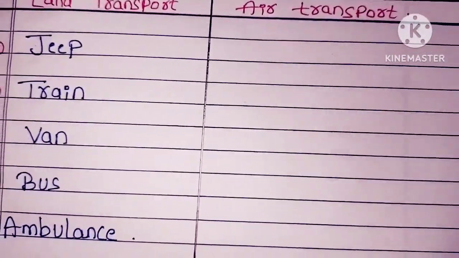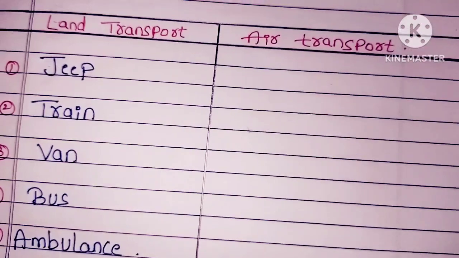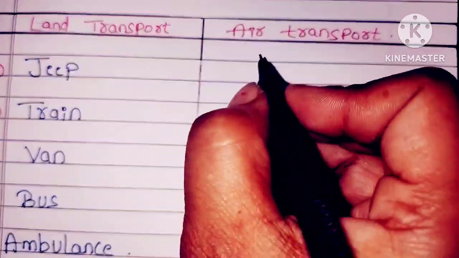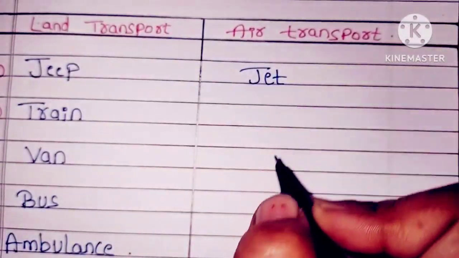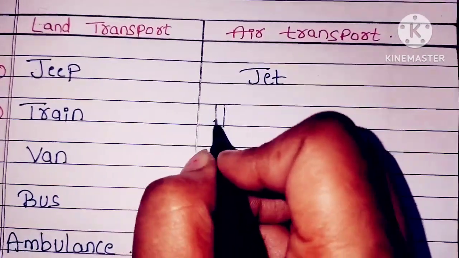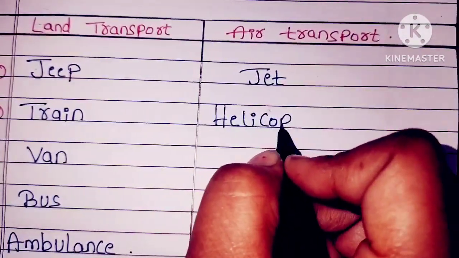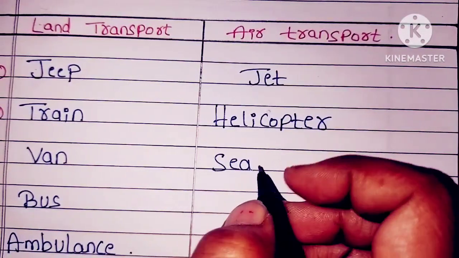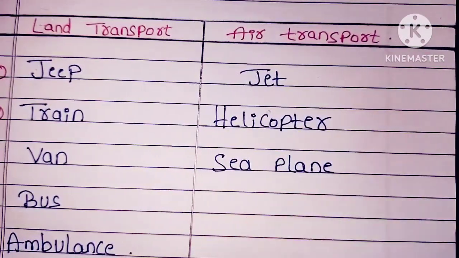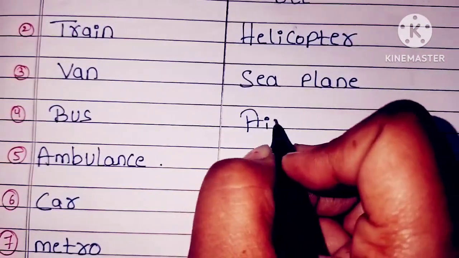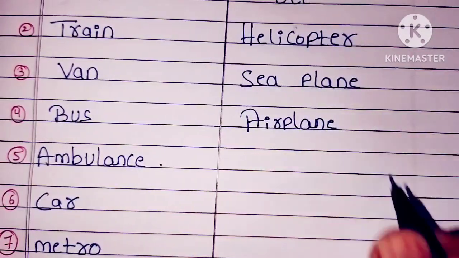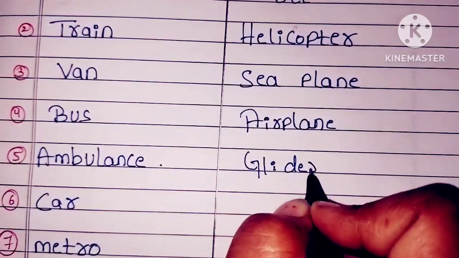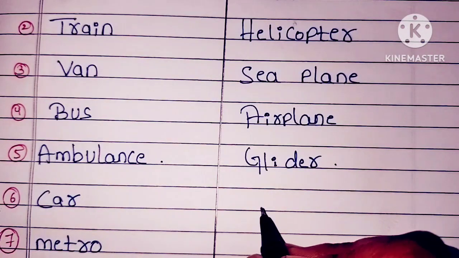So in this side, let me start air transport. First point, jet. Next, second one, helicopter. Third, seaplane. Fourth, airplane. Fifth one, glider.